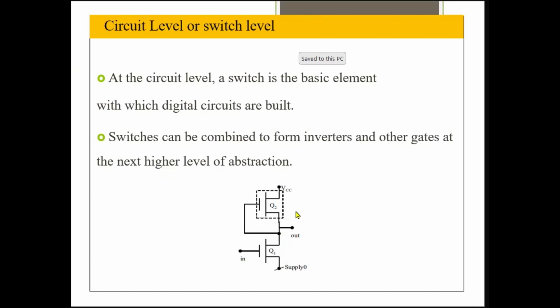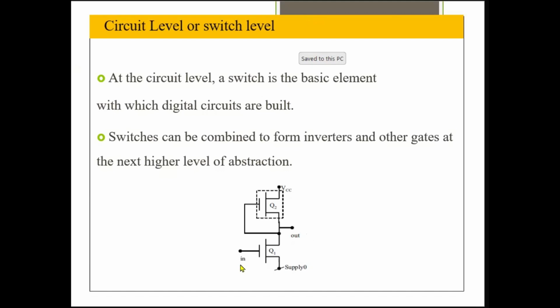And since the upper transistor Q2 is always on, because of the VCC we have applied, the current flows through VCC, through the on transistor and to the output terminal, making the output logic 1. So when the input equals 0, the output equals logic 1.